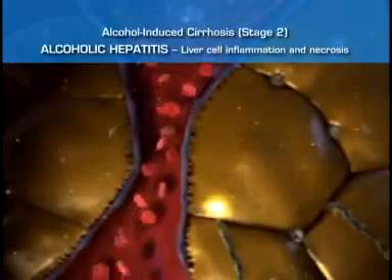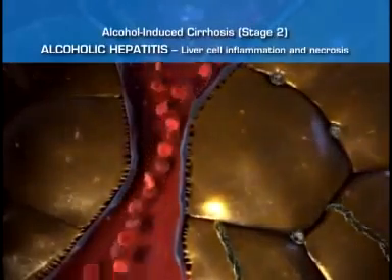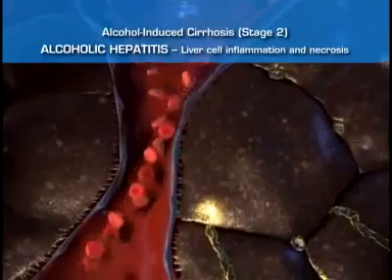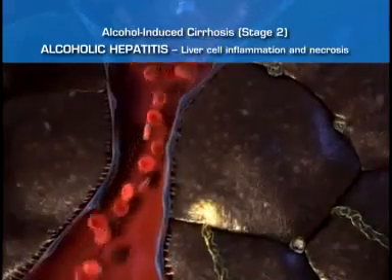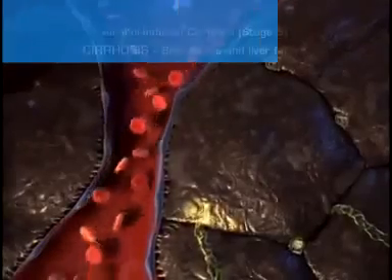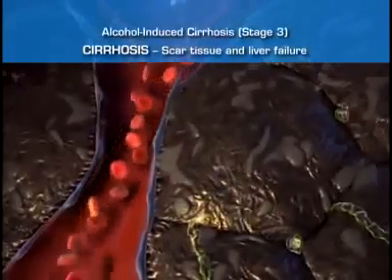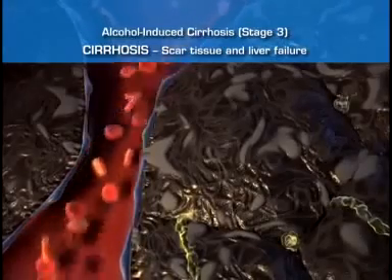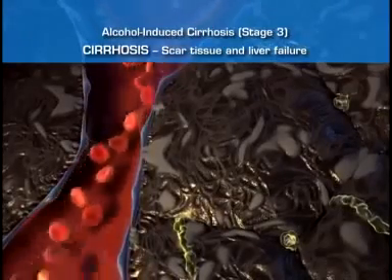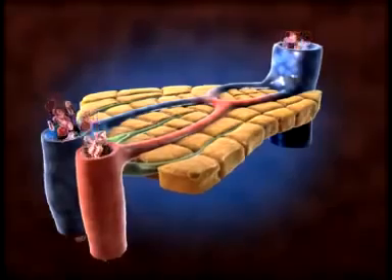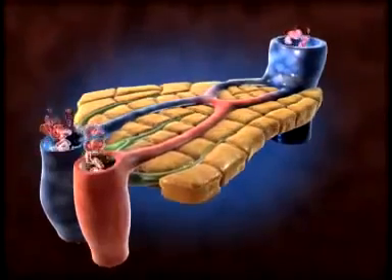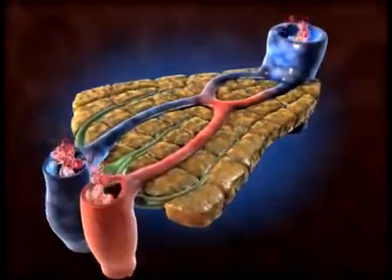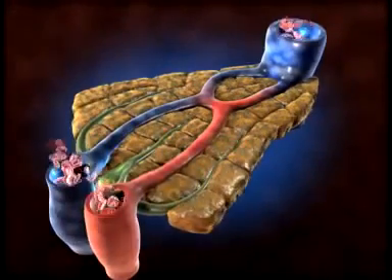Alcoholic hepatitis, the second stage, is characterized by the inflammation and necrosis of liver cells. This stage of the illness is sometimes reversible. Cirrhosis itself is the final, irreversible stage of alcoholic cirrhosis, in which dead liver cells are replaced by scar tissue, leading eventually to liver failure. Scarring continues, and the liver begins to shrink as fibrous tissue replaces normally functioning liver tissue. This leads to portal hypertension and liver failure.